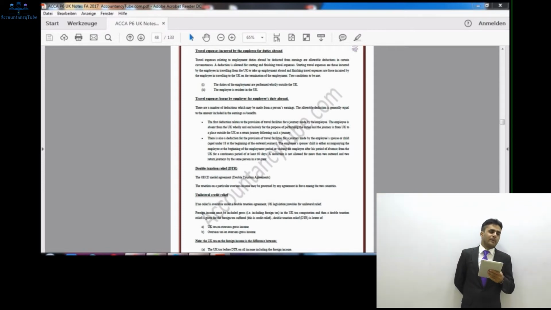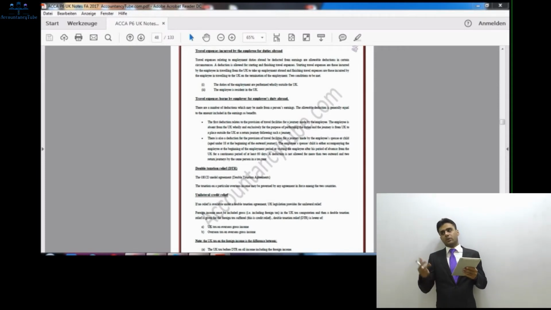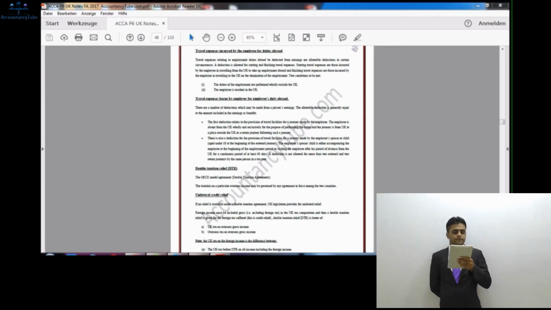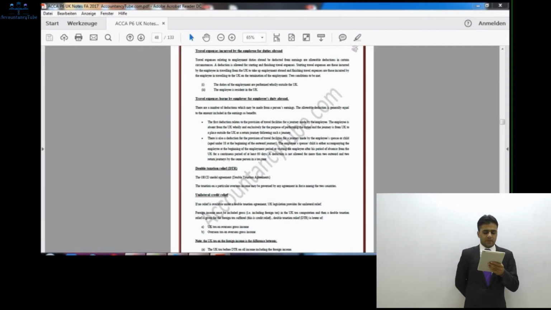And also remember that there are only 2 journeys allowed. So 2 outward journeys and 2 inward journeys, which means 2 return tickets are allowed. Right? So that's what it says in the notes as well. So please make sure you read it.